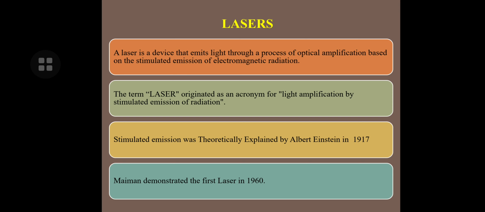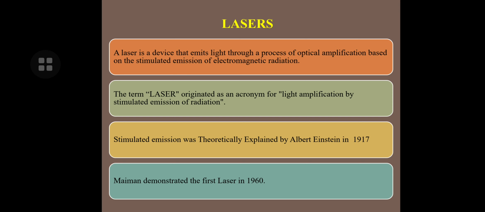Those are the special characteristics of laser light. There are four characteristics: high directionality, high intensity, high coherence, and high monochromaticity. The term laser is an acronym for light amplification by stimulated emission of radiation.